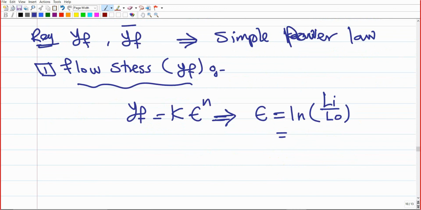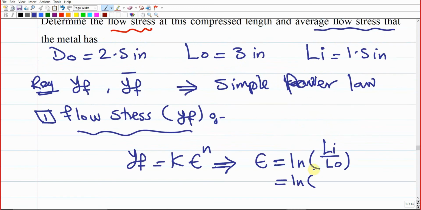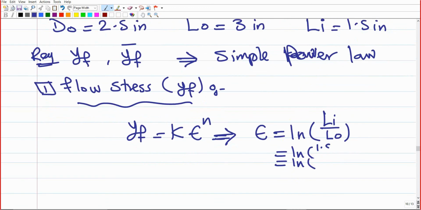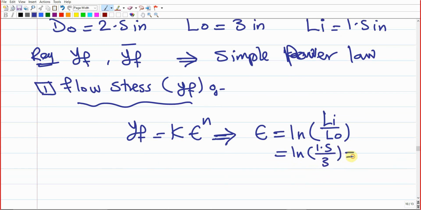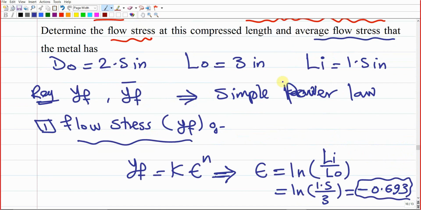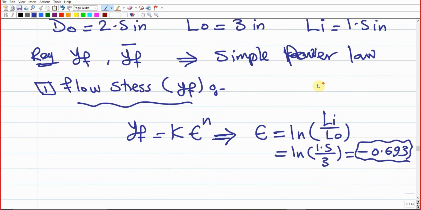So the true strain should equal the natural logarithm of the instantaneous length over the original length. It is 1.5 over 3, the natural logarithm of a half, and this is going to give us negative 0.693. This negative sign indicates that the length is going to decrease, and this makes sense. That's why the original form of the equation of epsilon should be ln the new length over the original length. This is the original form.